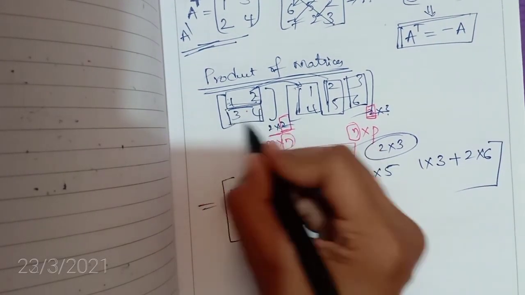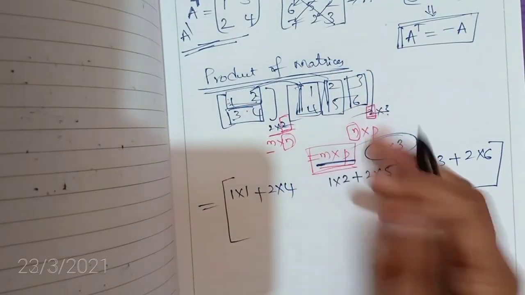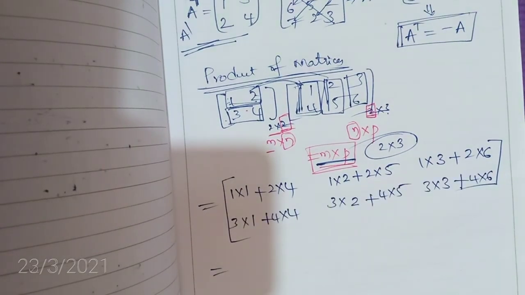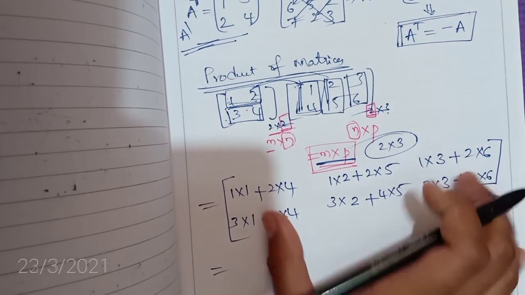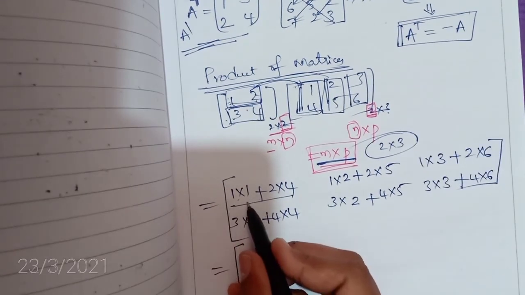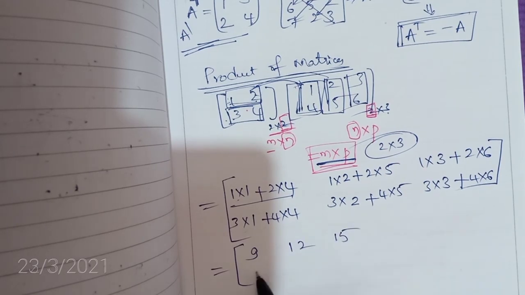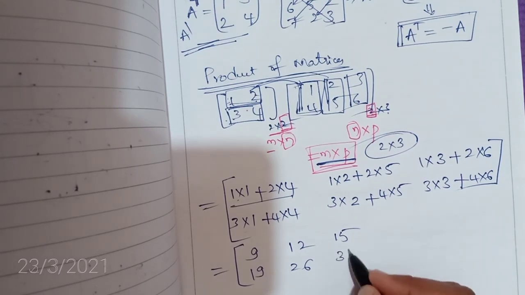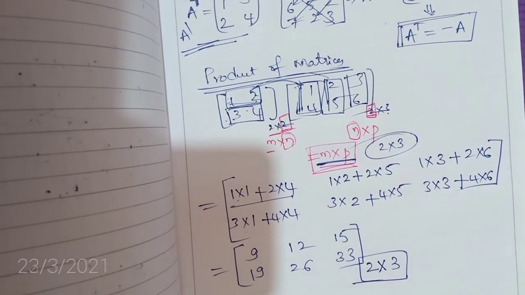Next, second row elements with the first column, second row elements with the second column, second row elements with the third column, just as you did for the first row. I've just written them directly to save time. So this is how you write, and then you write the total answer. 1 into 1 is 1 plus 4 into 2 is 8, so 9. Similarly, you just solve by yourself, you'll get this answer: 19, 26 and 6 into 4 is 24, 33. So this has the order 2 cross 3.